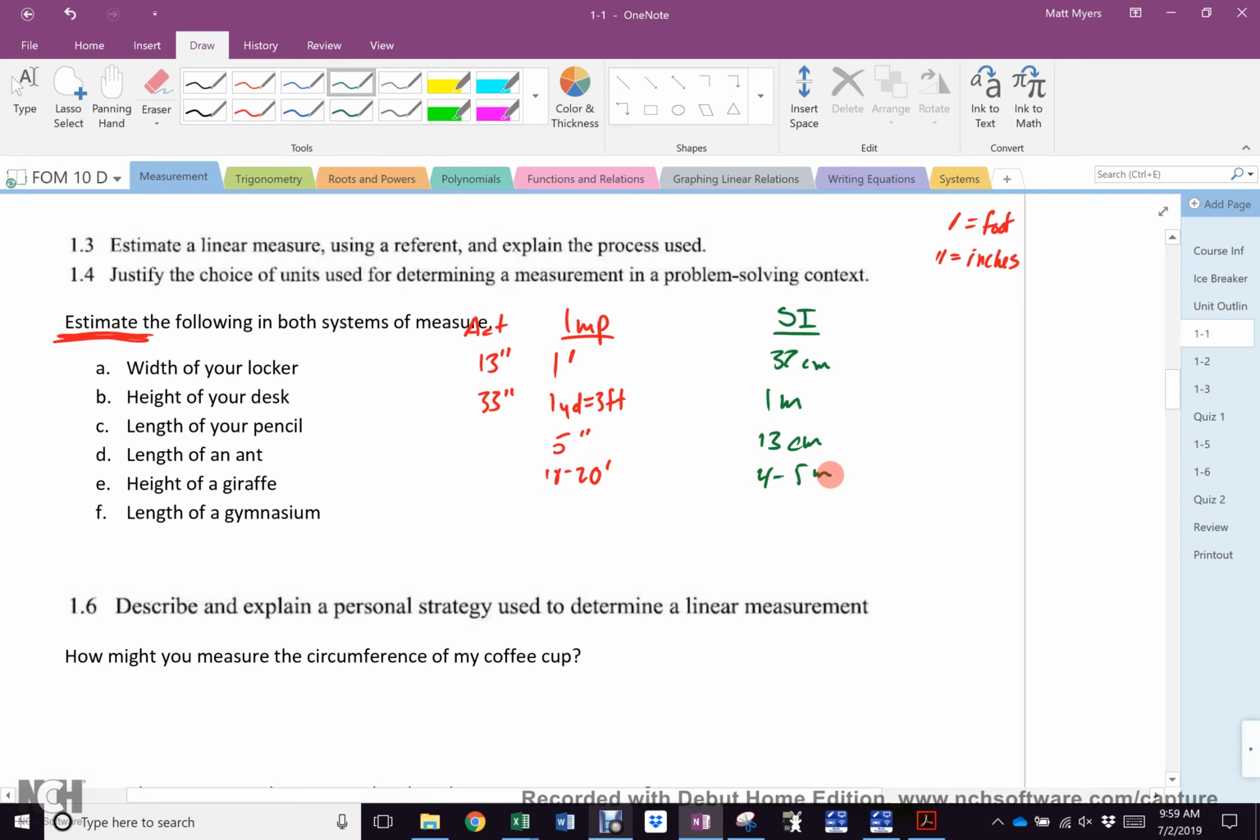What about the length of a gym? The reason I'm doing this again is because you've got to extend this along. How big's a gym? The length of your gym at your school. Take a guess.